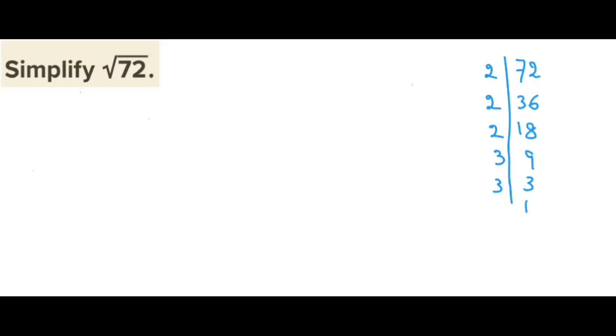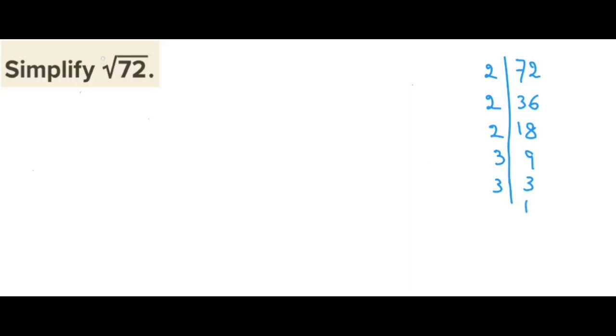Simplify square root 72. In order to simplify this square root, we have to make prime factorization to 72. So we will make it like this, and we start prime factoring it. Dividing by 2, it will be 36. By 2, it's 18. By 2, it's 9. 3 equals 3, and by 3 is 1.